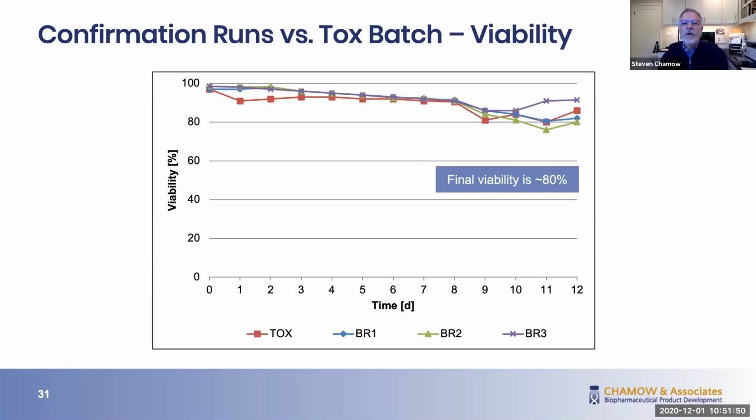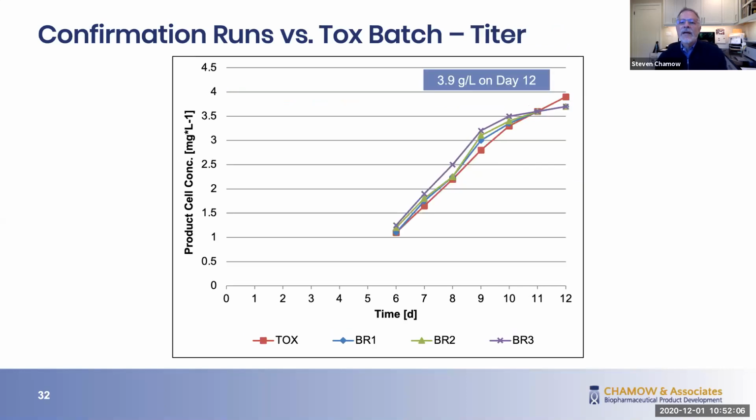Viability in all 4 cases was also high. Final viability about 80% at day 12. Good place to harvest. You want to keep viability above about 70% for a biologics process. And the titer, as I said previously, for the tox batch was just under 4 grams per liter. Day 12, you can see that the titer measured from day 6 onward was pretty constant, pretty reproducible for all 4 of these batches. 3.9 grams per liter on day 12.